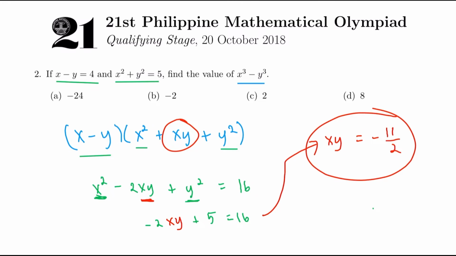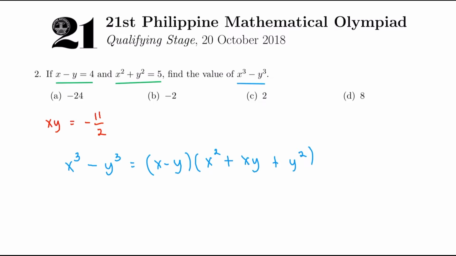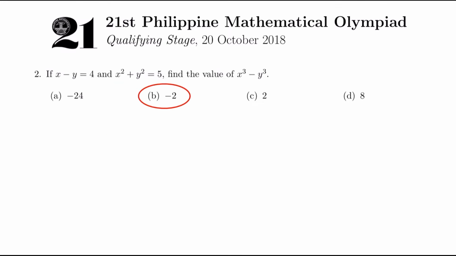That's pretty good because now that we have negative 11 over 2 for xy, we can directly substitute everything. We know that x minus y is 4, x squared plus y squared is 5, and xy is negative 11 over 2, so plus negative 11 over 2, which is essentially minus 11 over 2. Now, 5 minus 11 over 2 is negative 1 half. 4 times negative 1 half, we get the answer to be negative 2. So that's for the first one.